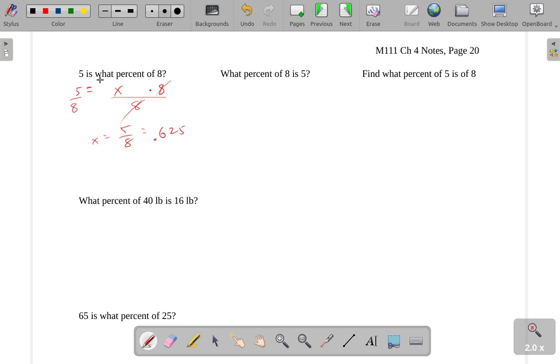Now to finish this up, I just want to rewrite x as a percent, which means I'm going to move my decimal place 2 places to the right as I introduce my percent symbol. So I get 62.5%.